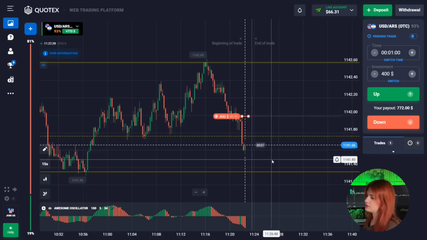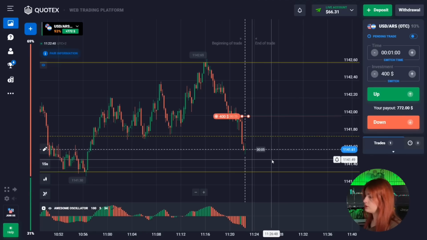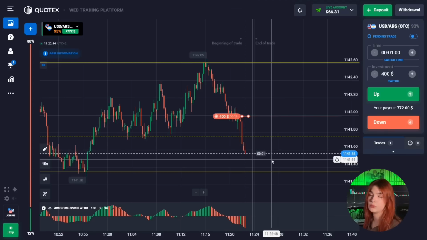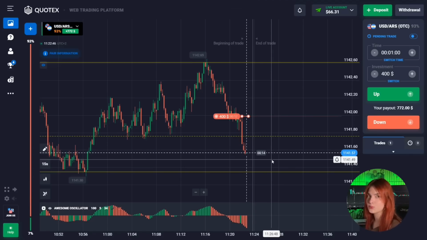We also see that there's still a lot of room to reach the support level, and since the price is steadily moving down at the moment, I think that 1 minute will be totally enough. And so, guys, let's wait for the result.